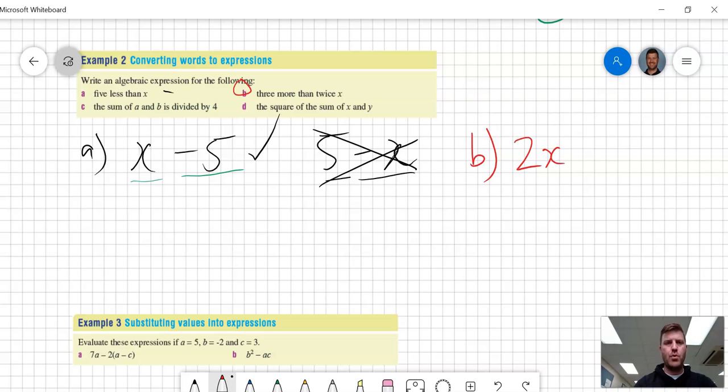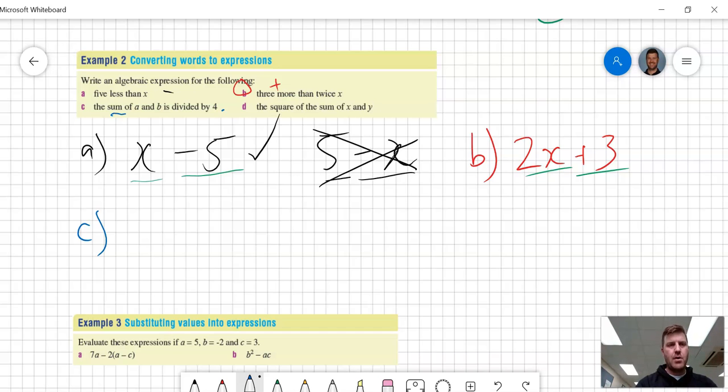And 3 more than that, more than would be plus 3. So there's an expression for 3 more than twice x. Okay, let's go ahead and move on to example 2C. Now this is where we're getting a little bit more tricky still.